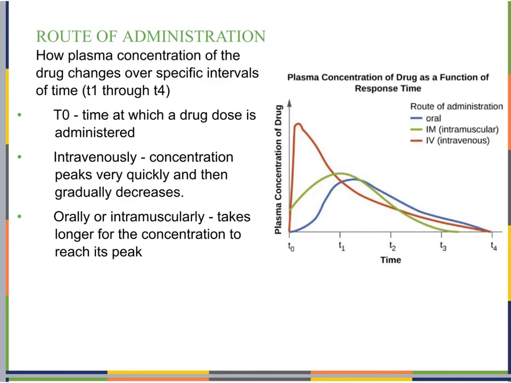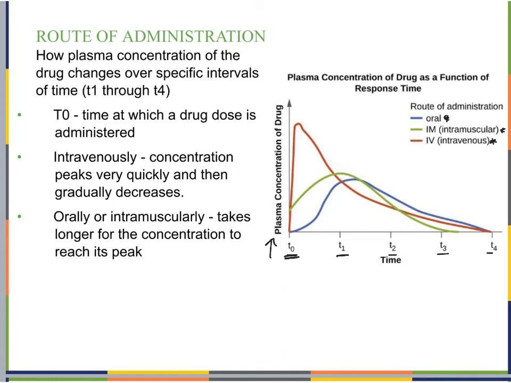So we can see the differences between these. If we look at this chart here on the right-hand side, we have our route of administration. So you can see we have oral, we have intramuscular, and we have intravenous. And so we can take a look at how the plasma concentration changes over intervals of time. So our time here, we started at T0 when the drug is given, and then we can see over time our different levels. Our plasma concentration is on this axis.